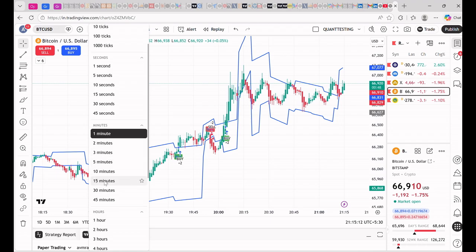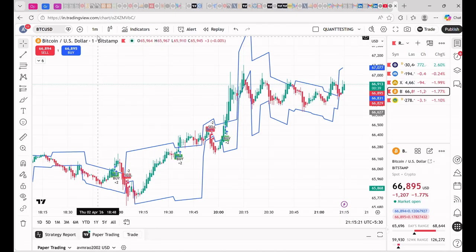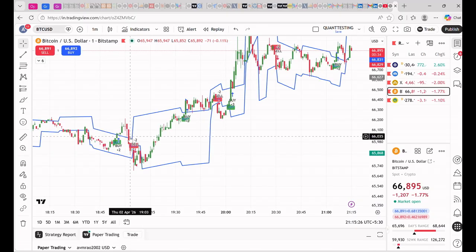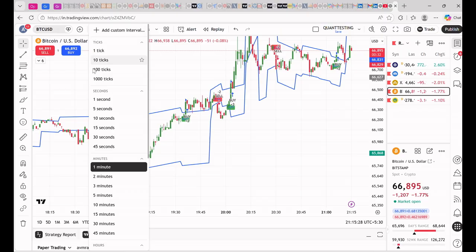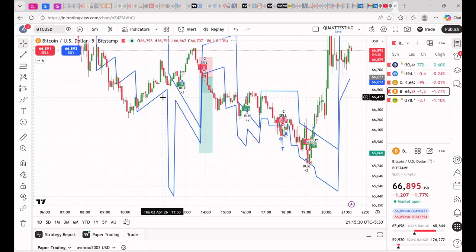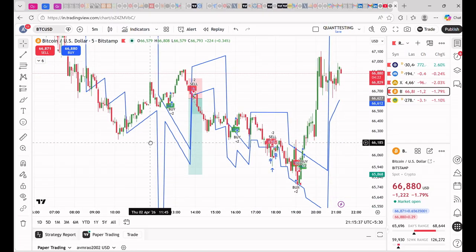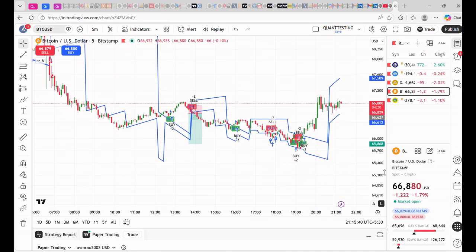Each time frame represents how price data is grouped. For example, in a 1 minute chart, each candle represents 1 minute of price movement. In a 5 minute chart, each candle represents 5 minutes of data. Now why is this important? Because the behavior of a strategy can change significantly depending on the time frame. Some strategies perform better on lower time frames, while others work better on higher time frames. That is exactly why we are testing multiple time frames in a structured way.